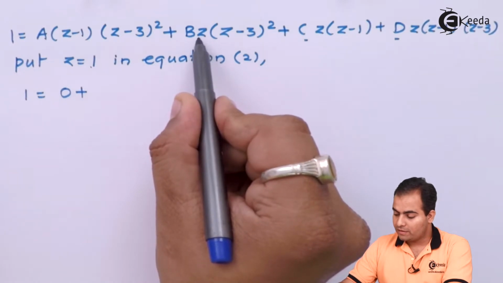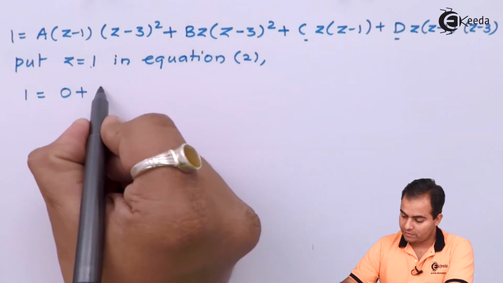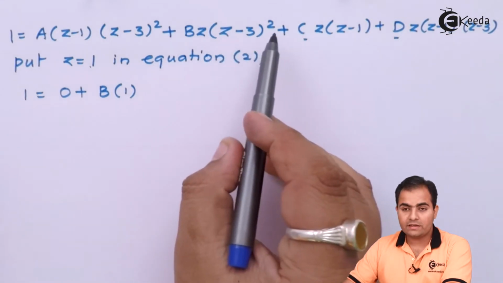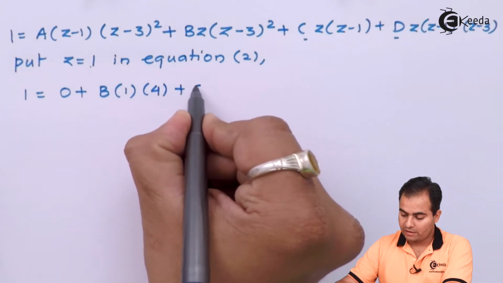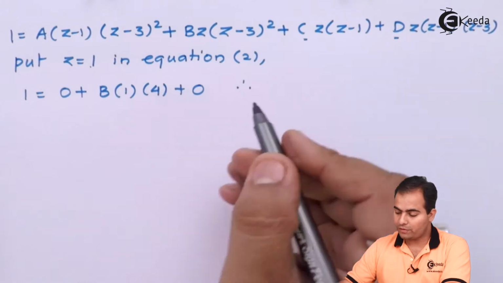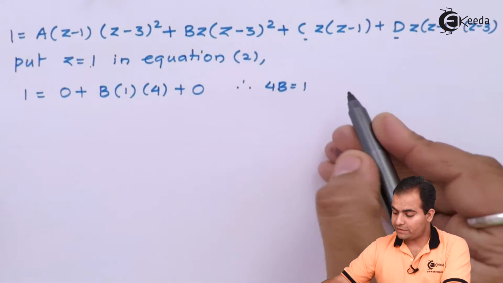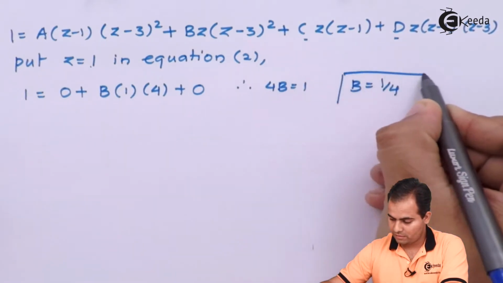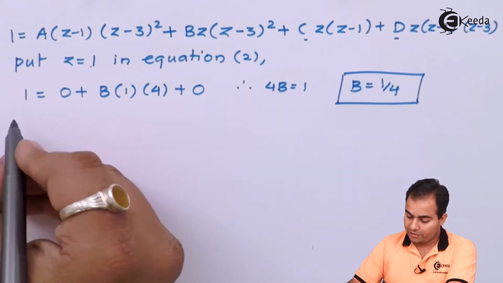Now next, what are we going to do? Z is replaced by 1, so here I have written 1. Now 1 minus 3 is minus 2, and minus 2 square is plus 4, and the rest of the part is 0. Now look here, 4 into 1 is 4. So we have 4b equals 1. Just shift this 4 to the right hand side. What you will get? The b value will be 1 by 4.